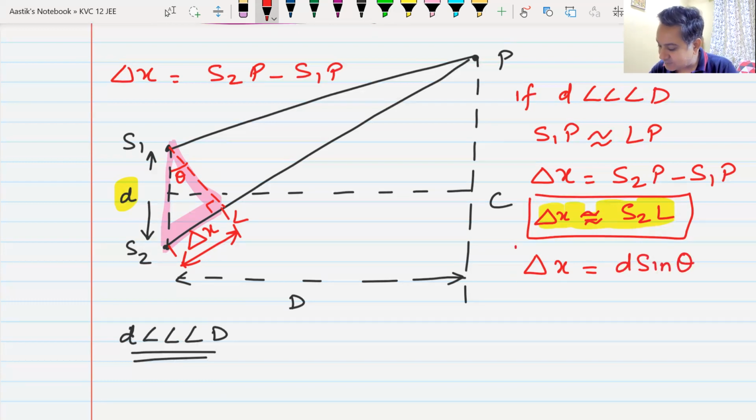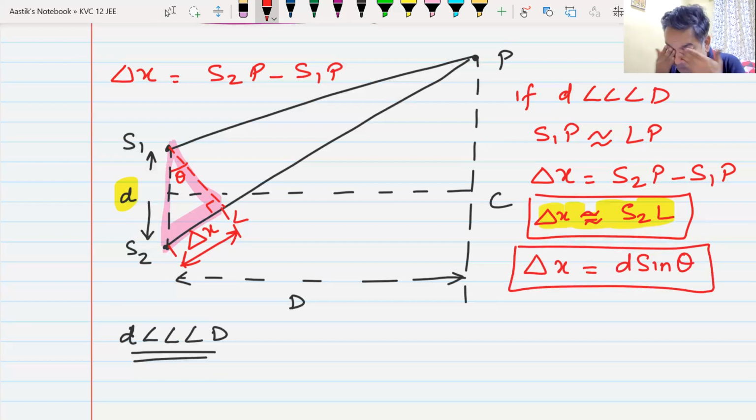Do we understand this? Yes, sir. That is your actual answer. This answer only has one assumption, and that assumption is that capital D is very far compared to small d. Do we understand this? Yes or no? Yes.